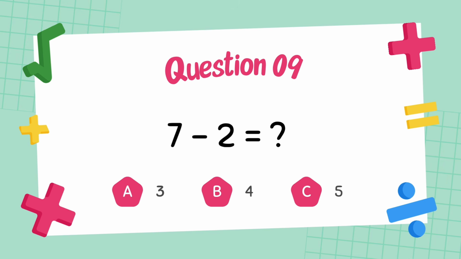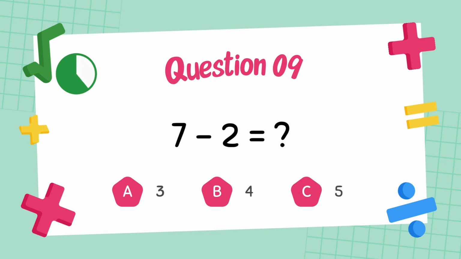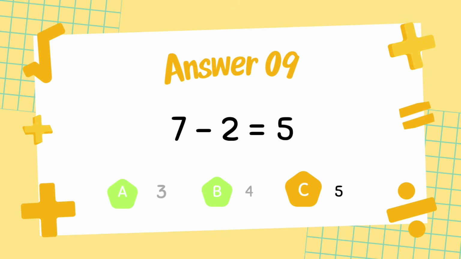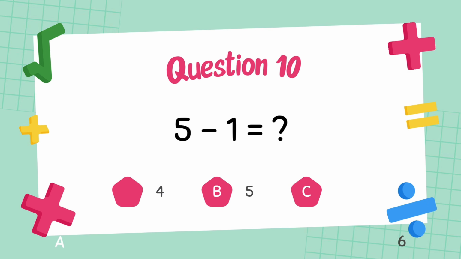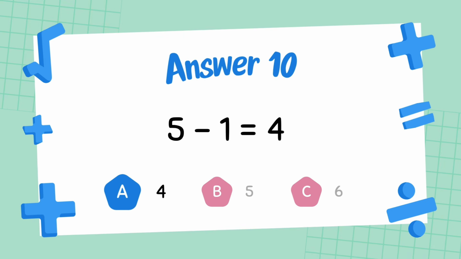What is 7 minus 2? The answer is 5. What is 5 minus 1? The answer is 4.